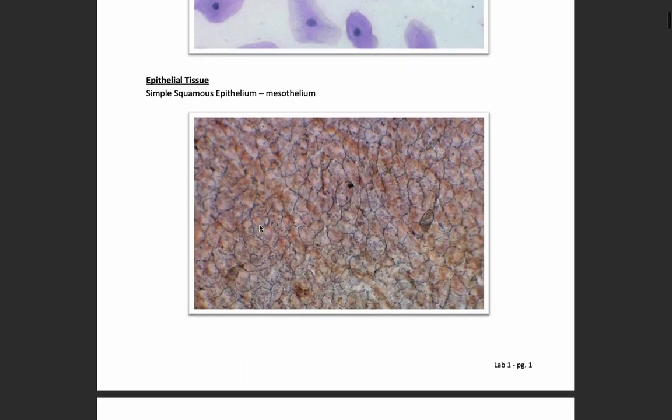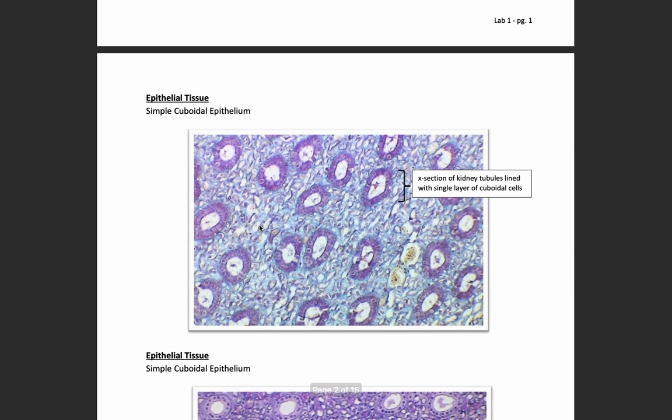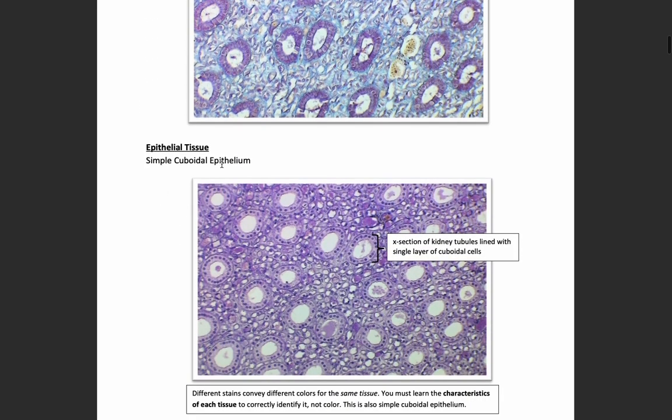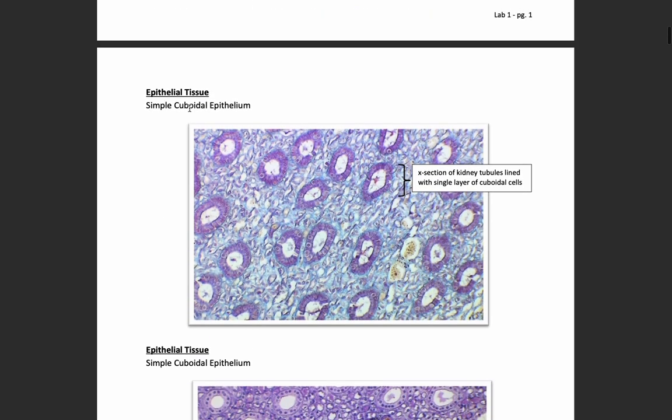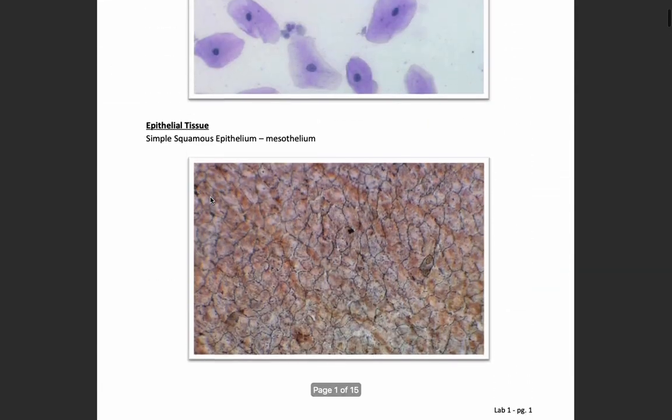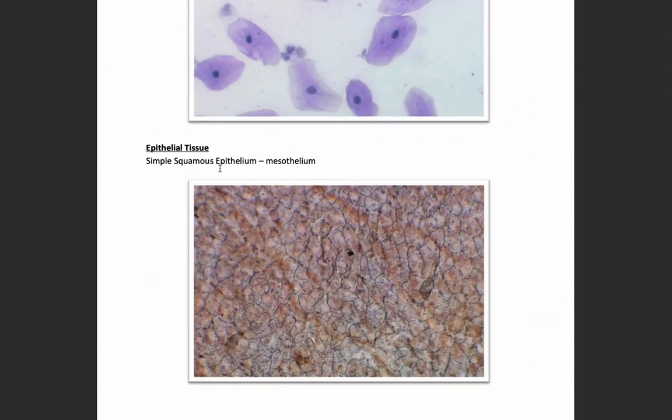All right. And so you see this tissue. This is the name. Look at this tissue. This is the name. But the video that I make for you explains, what does simple mean? What does cuboidal mean? What does epithelium mean? What does squamous mean? And so on.